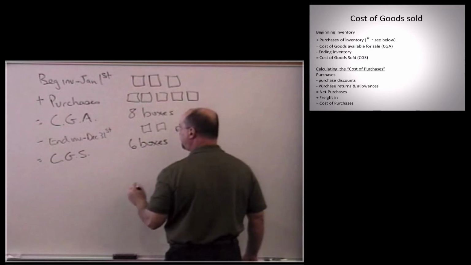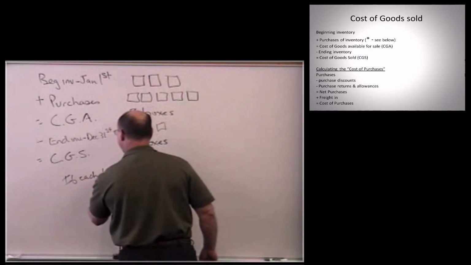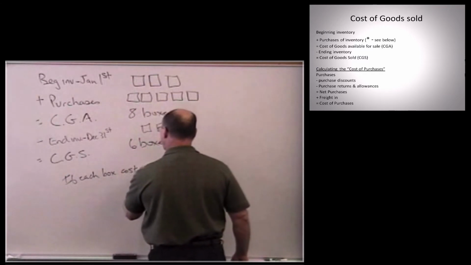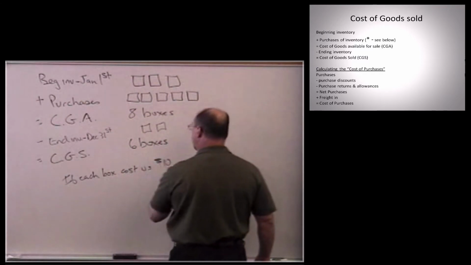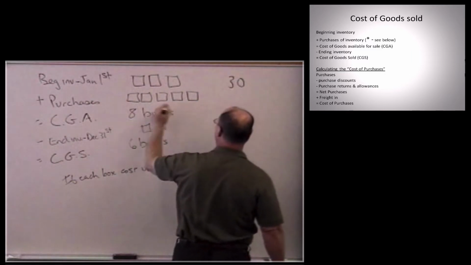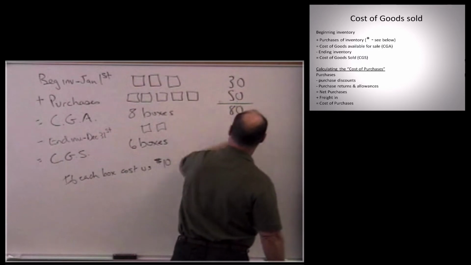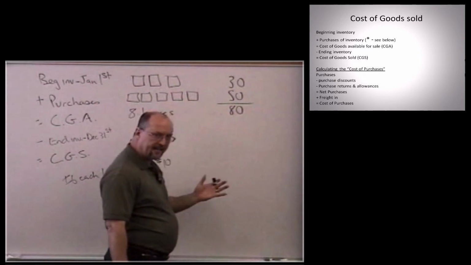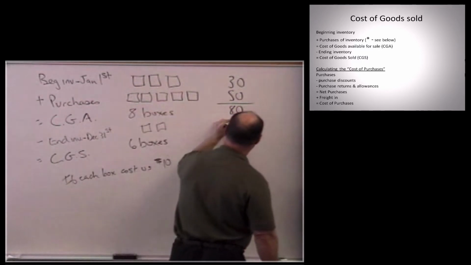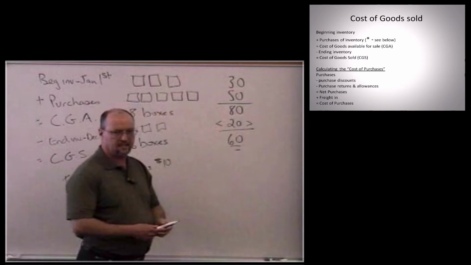Now, if each box cost us $10, well, beginning inventory is $30 plus purchases of $50, cost of goods available for sale $80. Ending inventory cost us $20, so my cost of goods sold was $60.